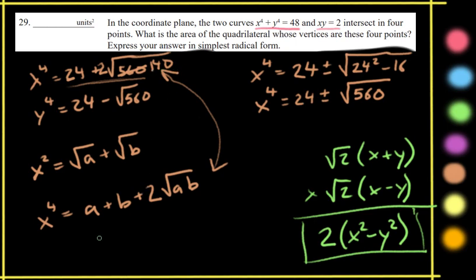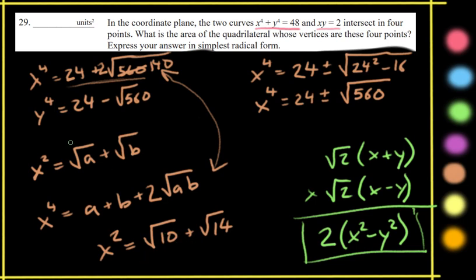And those two numbers are 10 and 14. So that means that x squared is going to be equal to the square root of 10 plus the square root of 14. And the same thing happens when you try to solve for y squared, except that you get a subtracting instead of an adding.